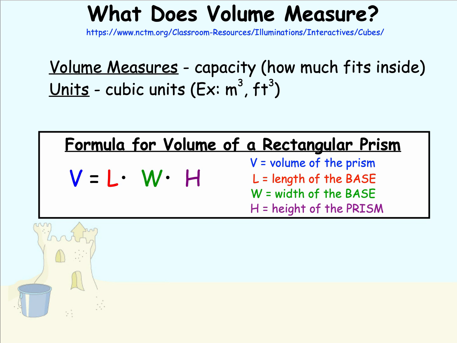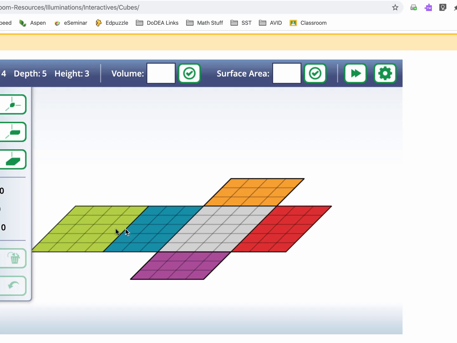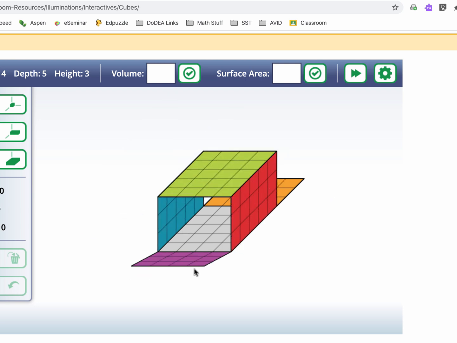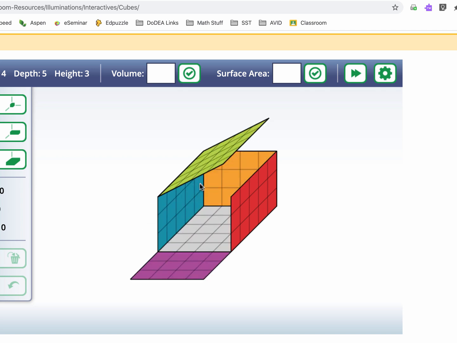Okay, so now let's go ahead and go over volume itself. So one thing you got to remember about volume is that it's talking about how much fits inside. So if we go ahead and we go to this website here, so here's the net for a rectangular prism. And if I go ahead and fold it up a little bit, you can actually see the rectangular prism. So what we're going to do is we're going to fill this up a little bit.